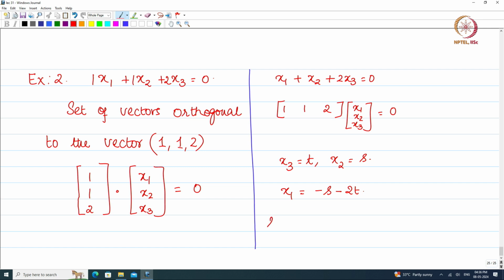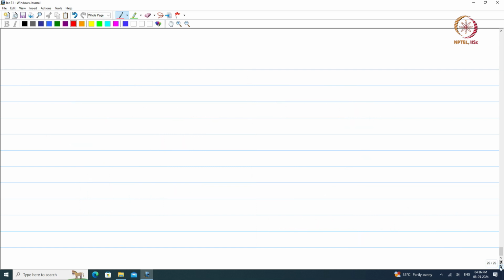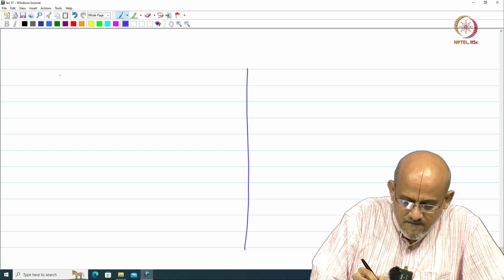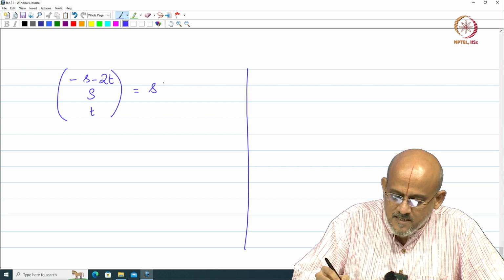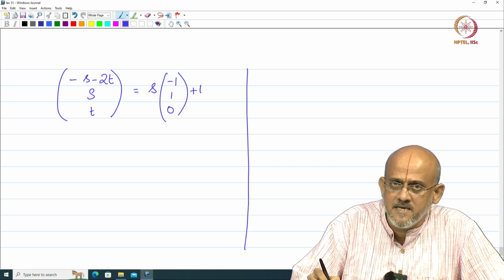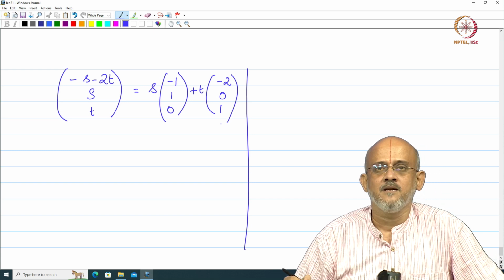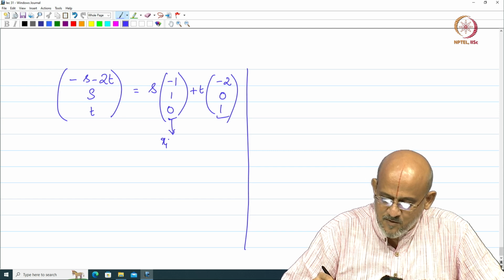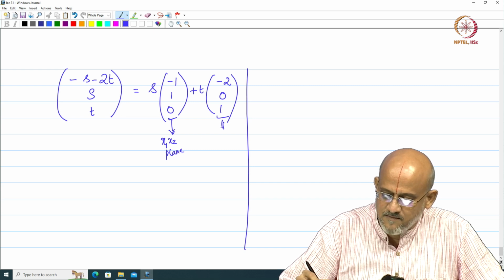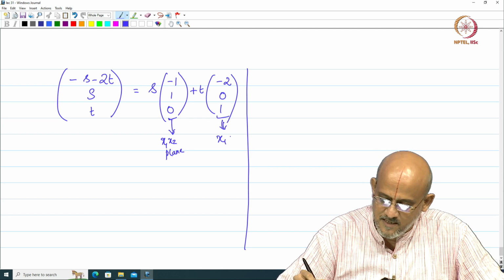So the solution to the system of equations is basically the following: x1 x2 x3 is equal to minus s minus 2t, s and t. Now you see we can write this as s times minus 1 1 0 plus t times minus 2 0 1. Now if you look at this, these two are linearly independent vectors, because you can very clearly see that this vector is basically in the x1 x2 plane, the third component is 0, and this vector is basically in the x1 x3 plane because the second component is 0.